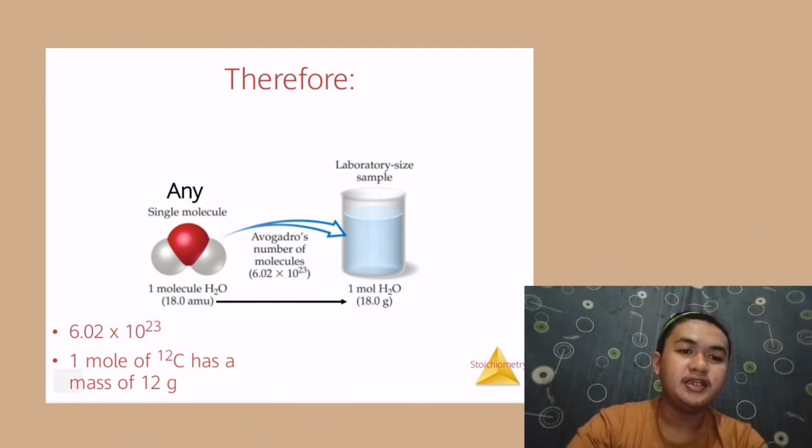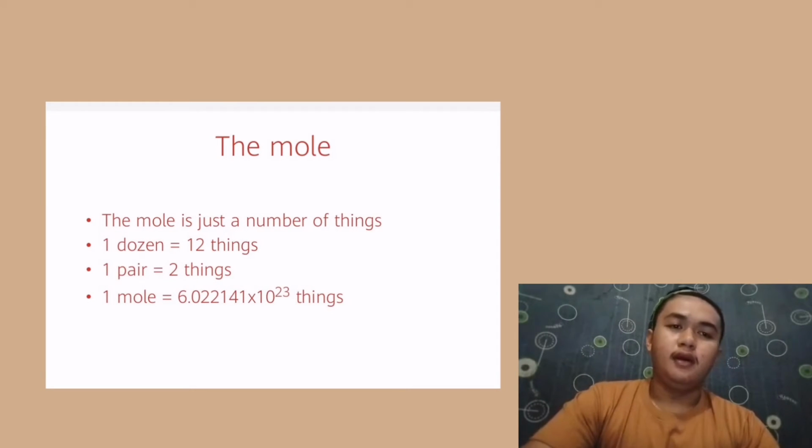Therefore, any single molecule, one molecule of hydrogen, has Avogadro's number of molecules, 6.02 times 10^23. To transfer to a laboratory-size sample, 1 mole of water is 18.0 grams. The mole is just a number of things.